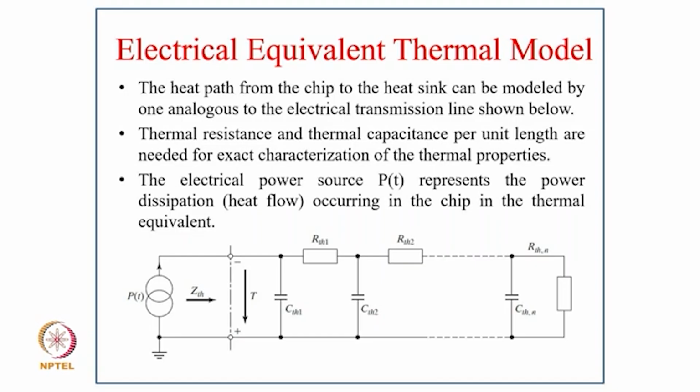The electric power source represents the power dissipation, the heat flow occurring in the chip in the thermal equivalent circuit. So power dissipation goes to the thermal capacitance, followed by the thermal resistance, then the second capacitance. So it's a distributed approach, finally giving the temperature for different parts of the heat sinks.